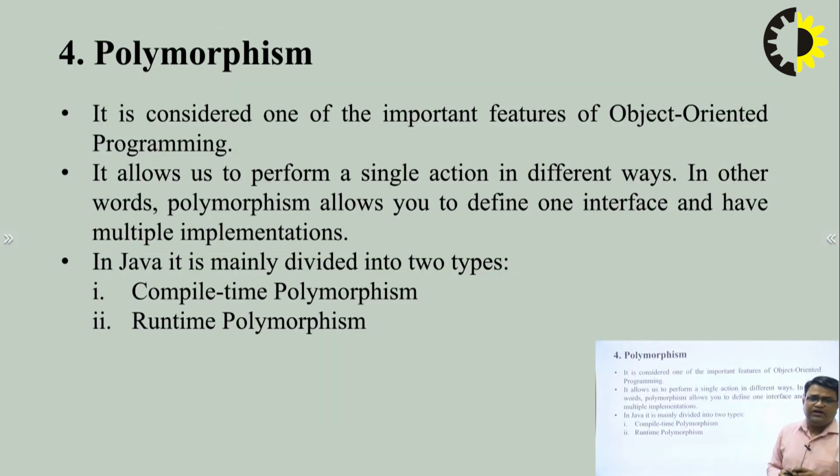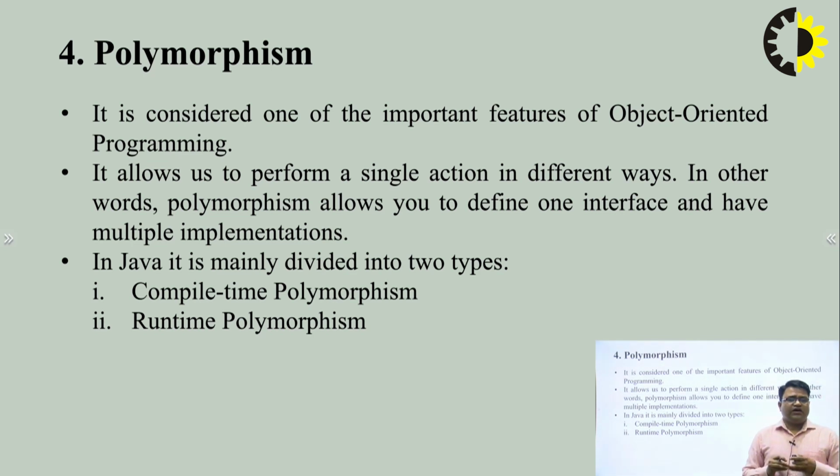The next and last principle is polymorphism. This is also an important principle of object-oriented programming that is supported by Java. It is considered one of the important features of object-oriented programming. It allows us to perform a single action in different ways. In other words, polymorphism allows you to define one interface and have multiple implementations. Polymorphism means one thing, many forms.